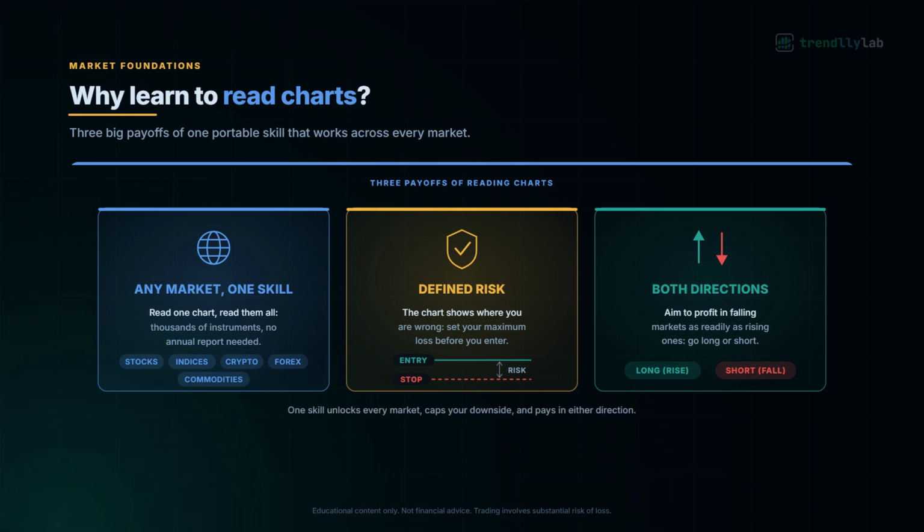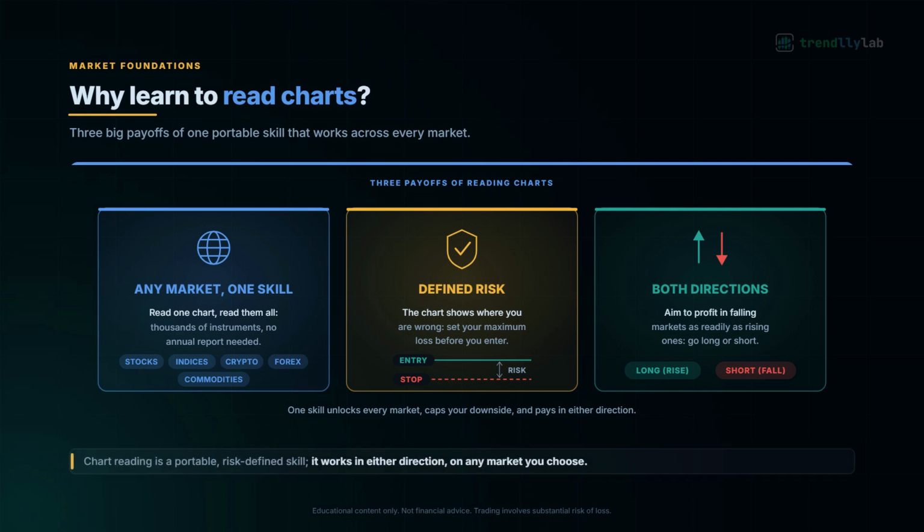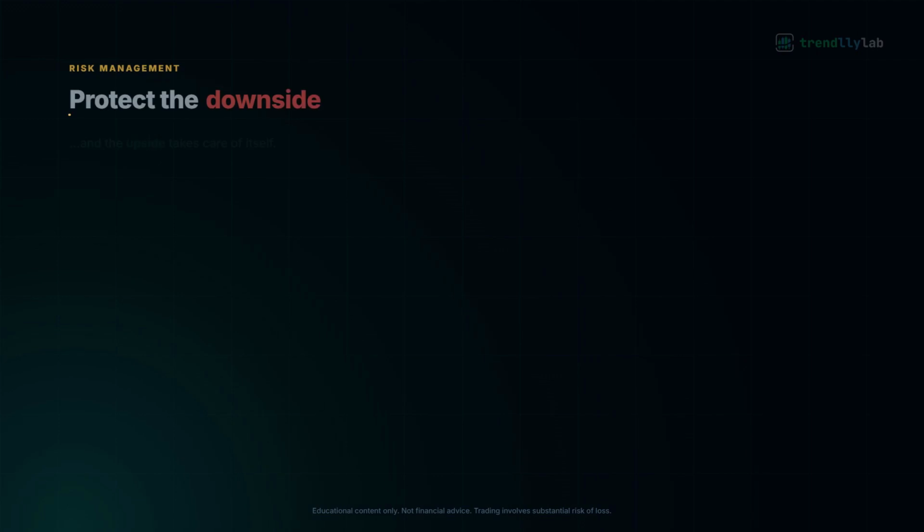One skill unlocks every market, caps your downside, and pays in either direction. Chart reading is portable and risk-defined. It works in either direction on any market. And that middle payoff, the one about risk, is the one that decides whether you are still here in a year. Here is the one rule that outlives every strategy.